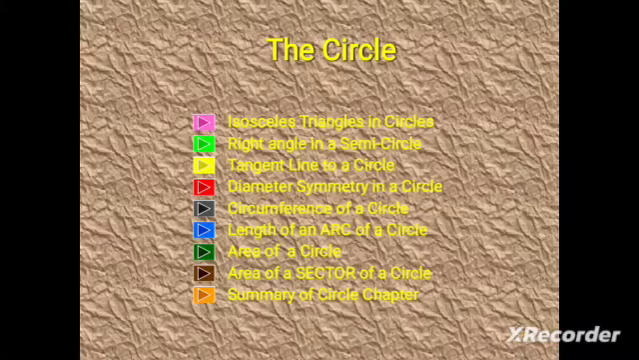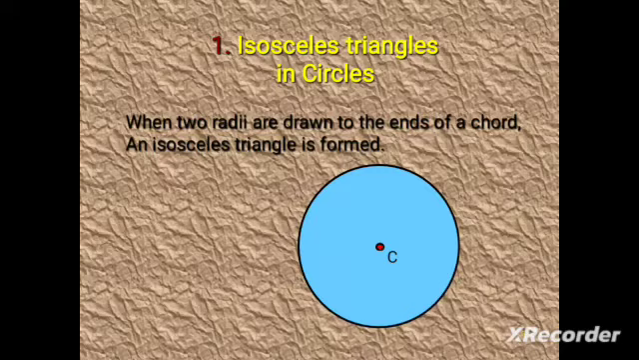And so we shall start with isosceles triangles in a circle, and we have it that when two radii are drawn to the ends of a circle, an isosceles triangle is formed. Now we have a circle with a circle center C and a point on the circumference of this circle. The points are A and B, and now A and B form a chord.